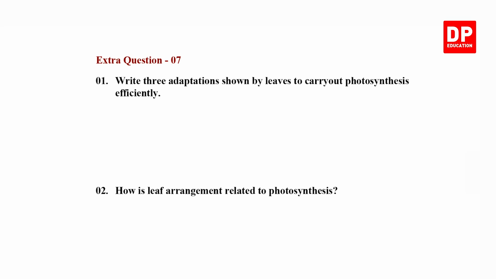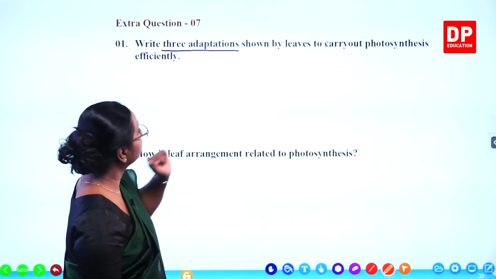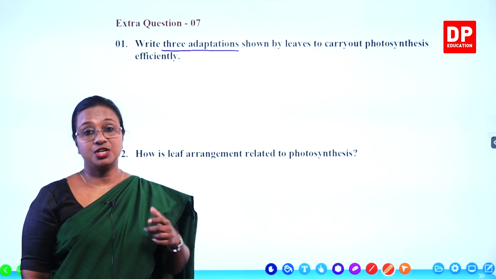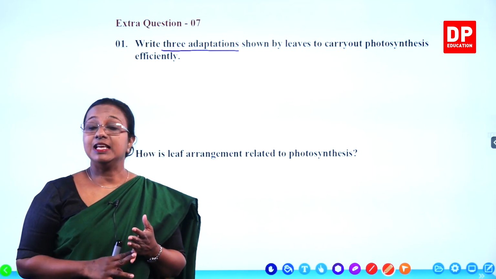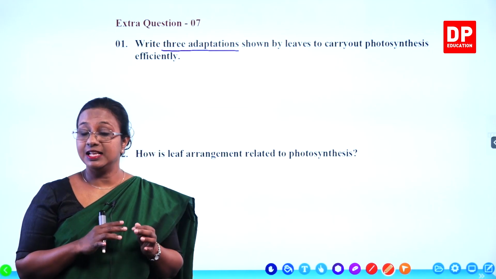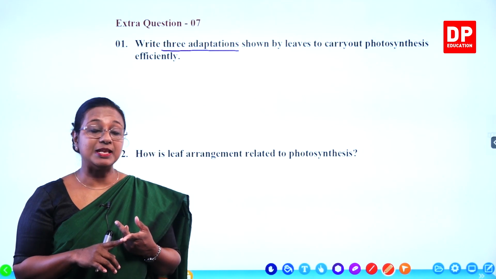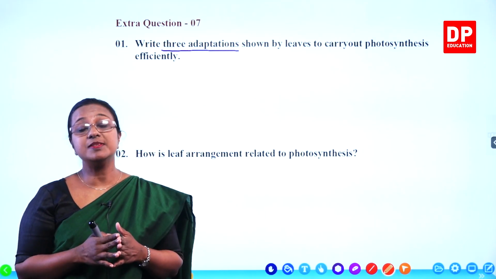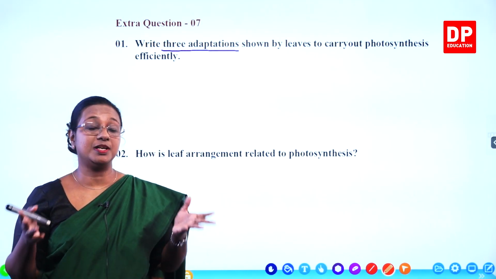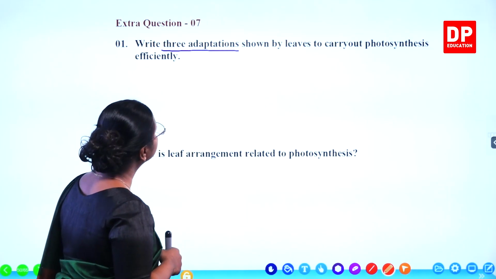Extra question 7. Write three adaptations shown by leaves to carry out photosynthesis efficiently. What are the three adaptations? You can think of those. Always the leaf blades are thin and flat. That is, always the leaves are thin and flat. That is one adaptation. Then there is a leaf blade, or the lamina is broad. That is also to absorb sunlight efficiently. And then they are arranged in a certain arrangement. There is a leaf arrangement. So you can write all those three as the adaptations.